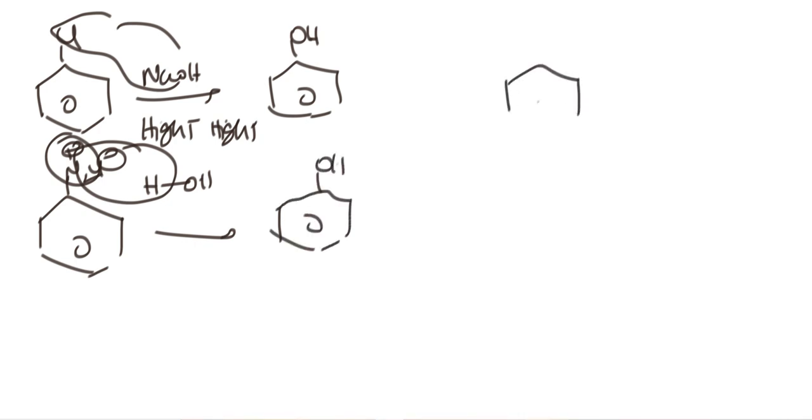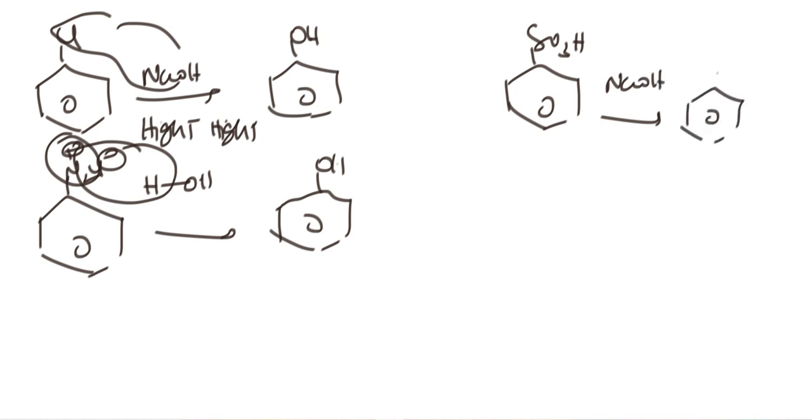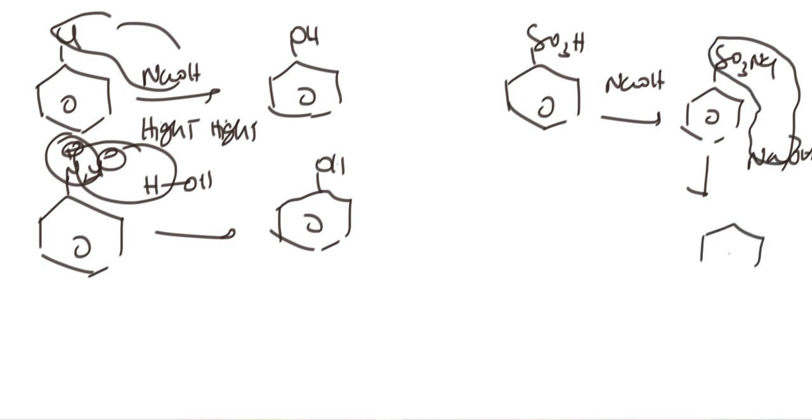And another thing, very simple: sulfonation, benzene sulfonic acid. This is treated with NaOH. You are going to get SO3Na, and this is also treated with NaOH. So what is the part eliminated? Na2SO3 is eliminated. Simple, all these are simple tricks.